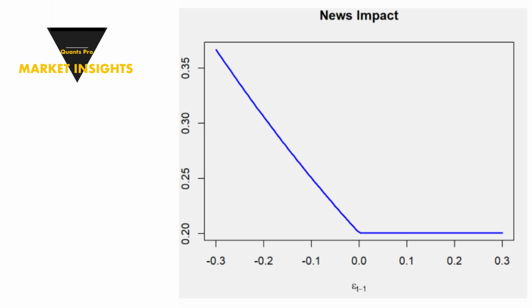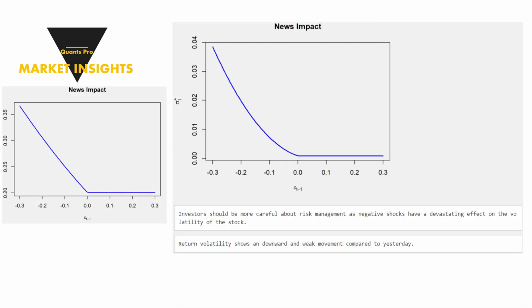For comparison, let's examine the current state of the news effect versus last week. A careful examination of the two charts reveals that the news impact for the stock has changed from last week's. The effect of negative shocks on stock volatility is high.